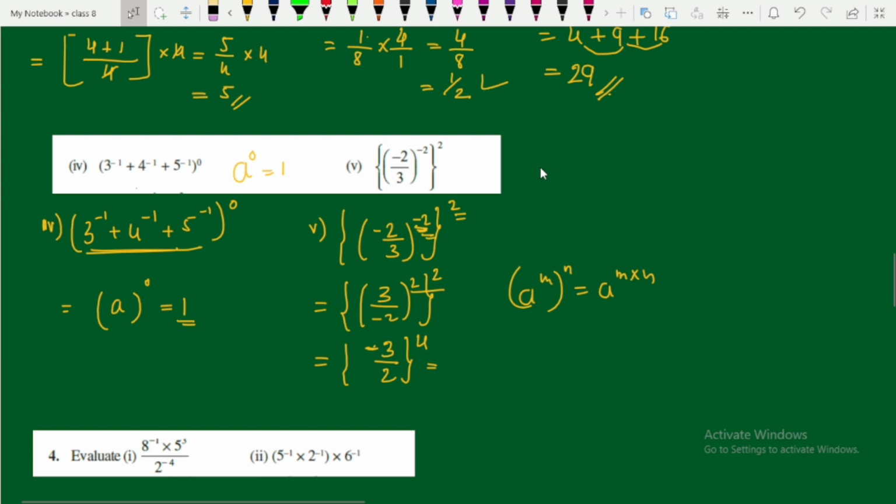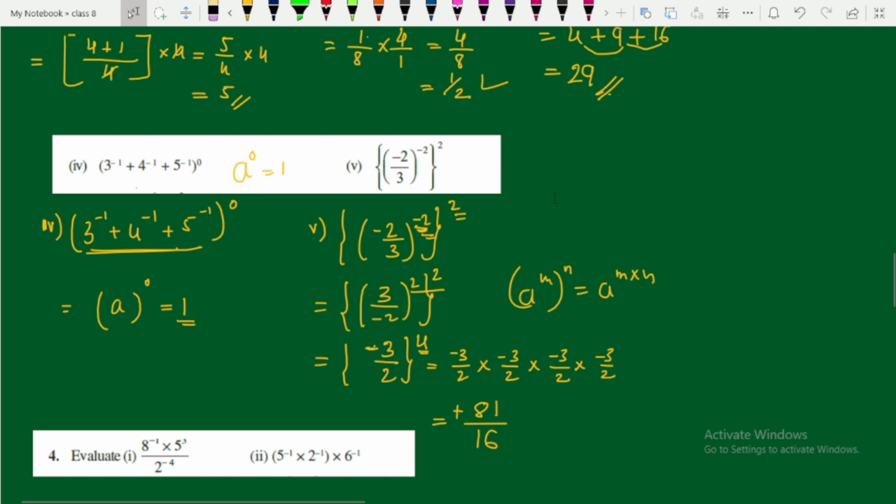So this we can simplify. Power is positive here, so we only have to simplify. The base is minus 3 upon 2. How many times are you going to write it? 4 times: minus 3 upon 2, minus 3 upon 2, minus 3 upon 2, minus 3 upon 2. Here you multiply the numerators and multiply the denominators. So it will be positive. 3 3s are 9, 9 3s are 27, 27 into 3 is 81, and the denominator is 16. So this is the answer for question number 5.